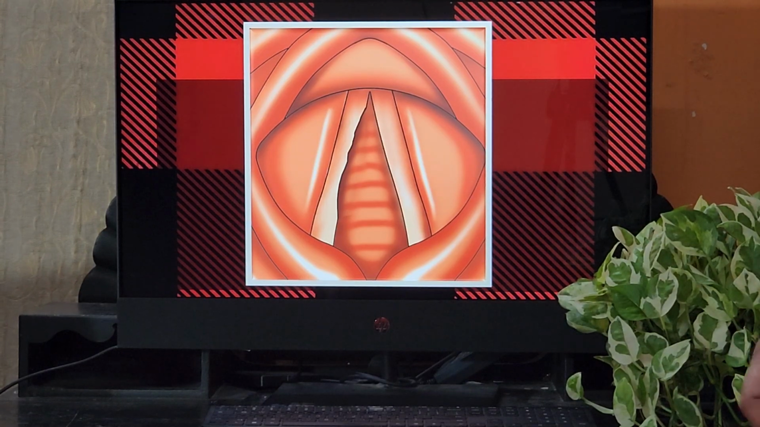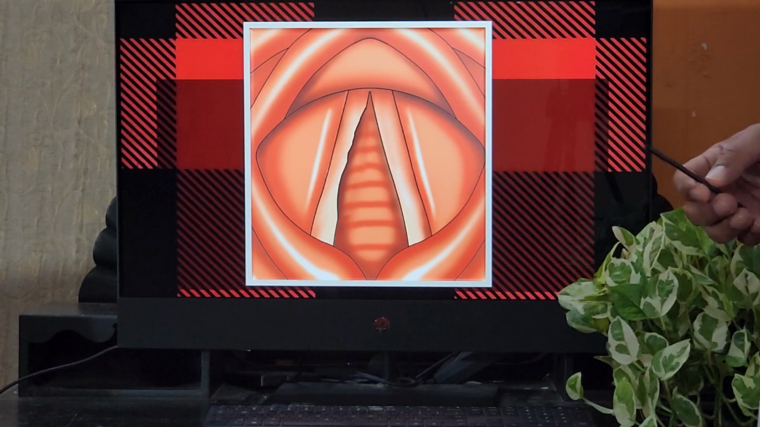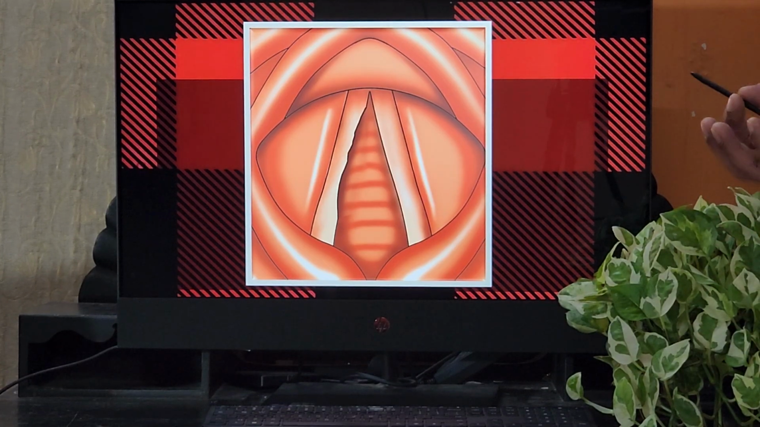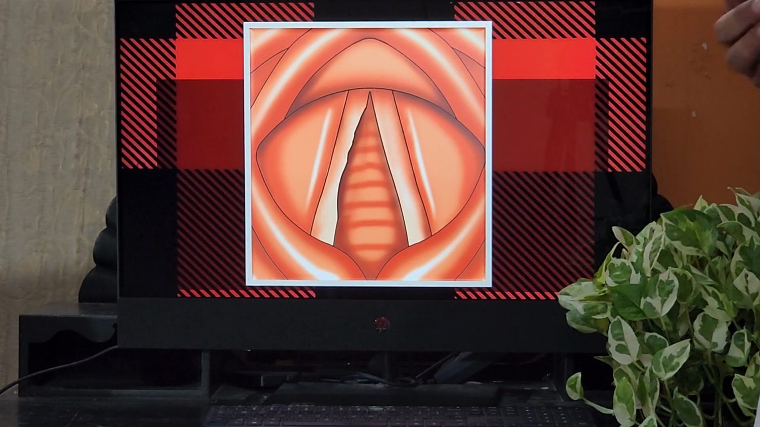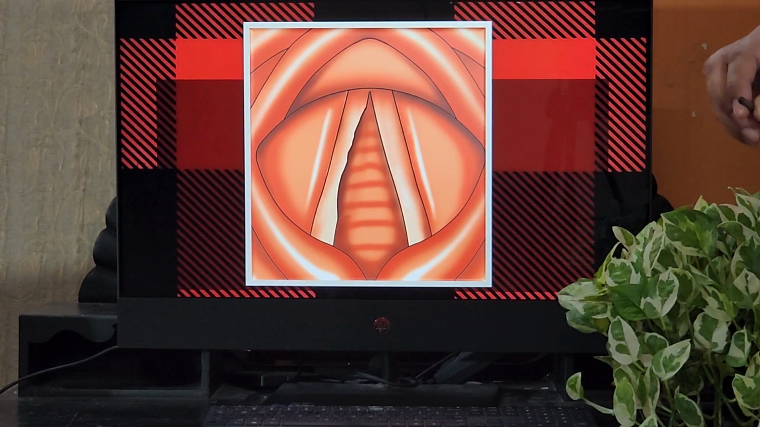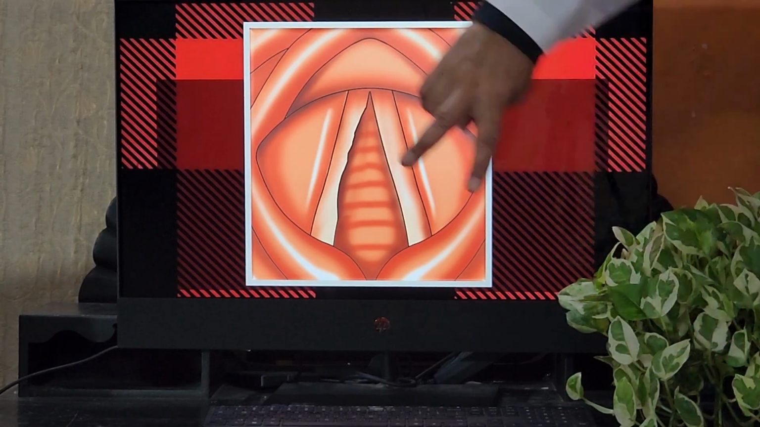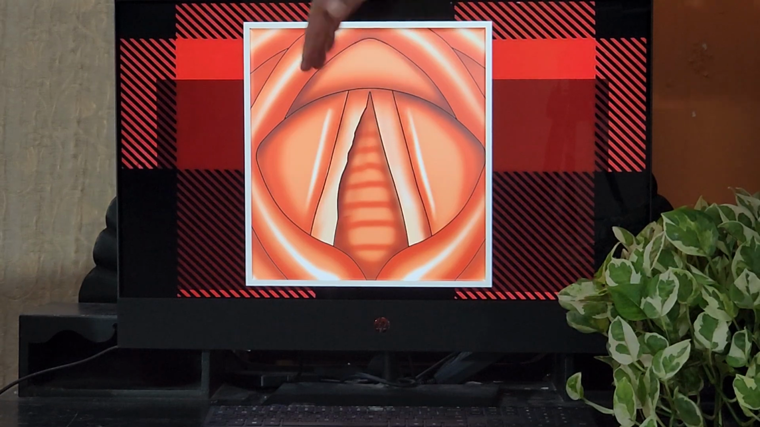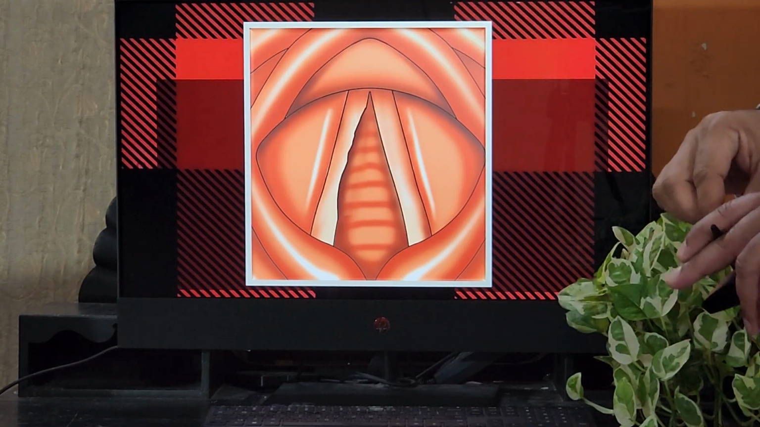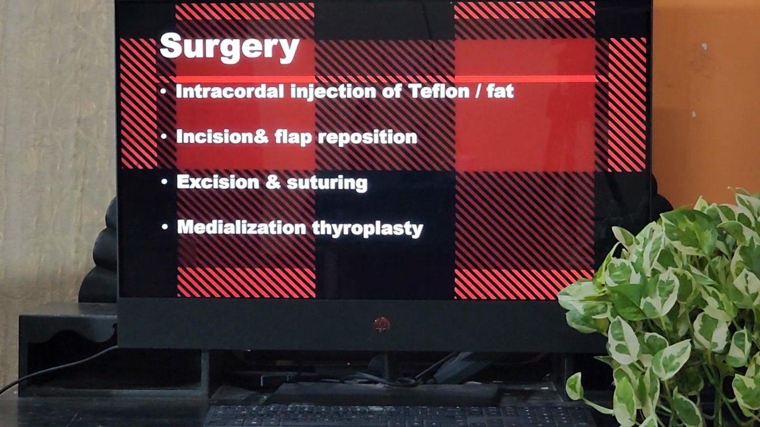This we can do by intracordal injection of any of three materials: it can be fat or hyaluronic acid or the commonly used Teflon. That is one technique. The second one is that these ragged edges can be removed and sutured, so that we can help them in healing. The third technique, the idea is to bring the vocal cords nearer so that there is no gap. So we can medialize the cord, and we call it a type of thyroplasty, which is called medialization thyroplasty, which is a separate topic by itself.